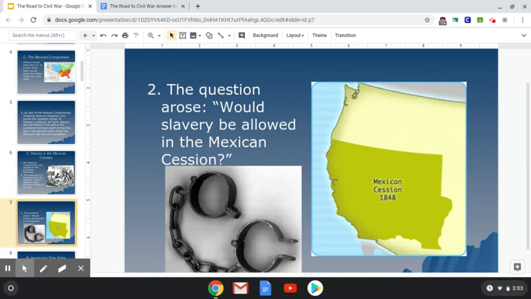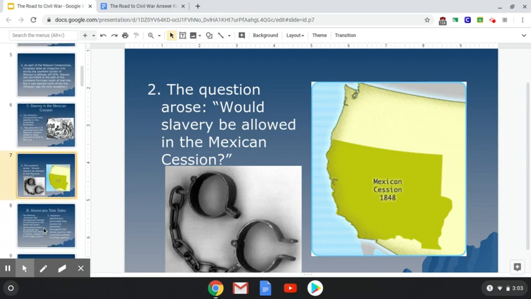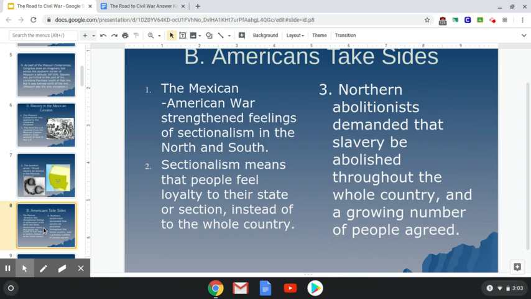Whereas if you're looking at a state that is relying on manufacturing, maybe factories, those capital and material resources that we talked about last week, those are the states that are going to be more encouraging of free states or abolishing slavery altogether. So if you were listening, that was your answer for the do now.